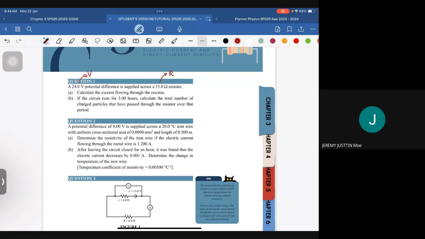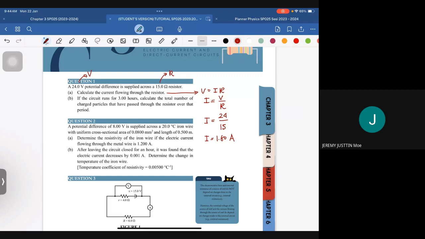Okay, so for this one, kalau kamu masih ingat Ohm's law, V is equal to I R. So from here, I is equal to V over R. So since we already have the value of V, we already have the value of R, we can just substitute into the formula. So V is 24, R is 15. So kamu akan dapat current equal to 1.6 ampere. Okay, so ini straightforward je lah, sebab kita tahu Ohm's law.